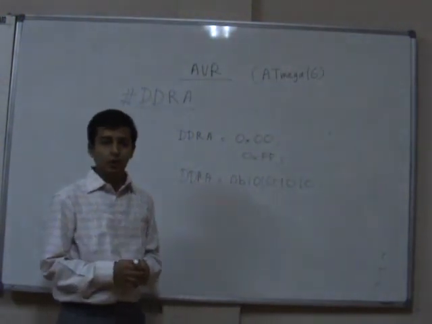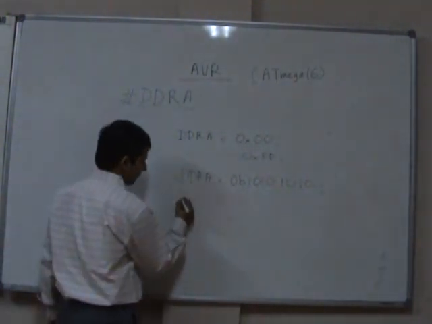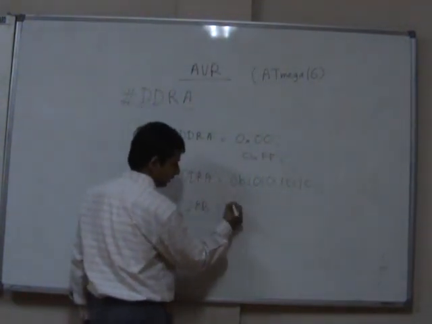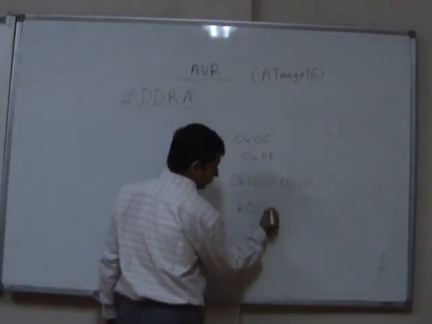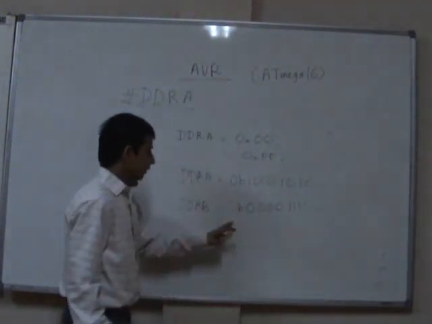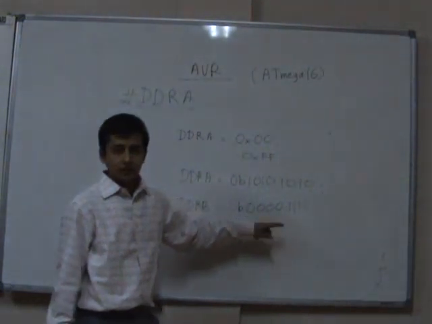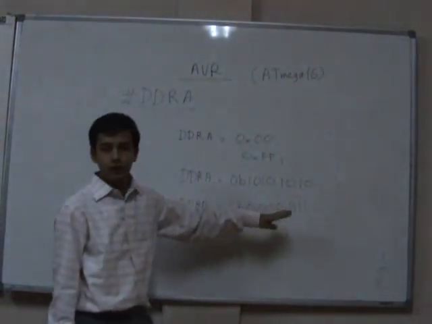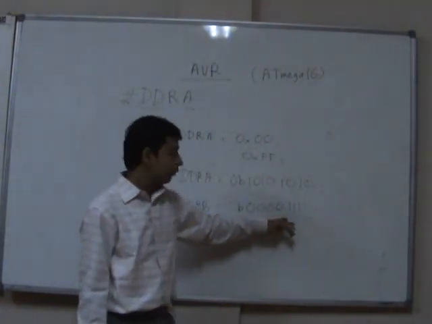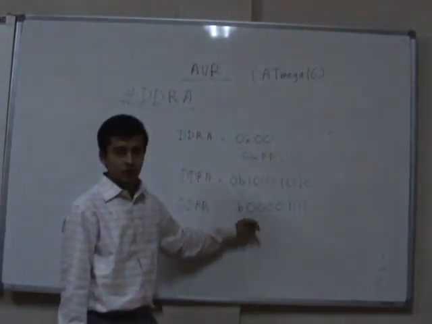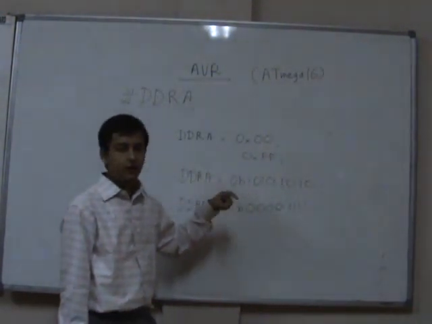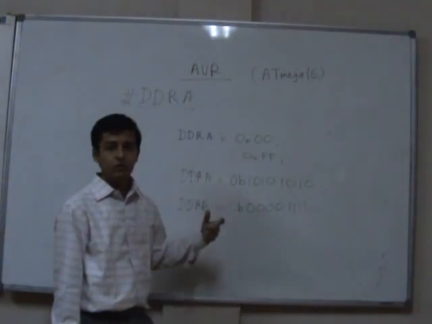Suppose you want to make the lower nibble of port B an output and the higher nibble an input. How to write it? 0B00001111. This kind of configuration is many times used for interfacing a 4x4 keypad to a particular port. You make the columns outputs and rows inputs, so you send some data onto the columns and read the data from the rows to check which button is pressed.